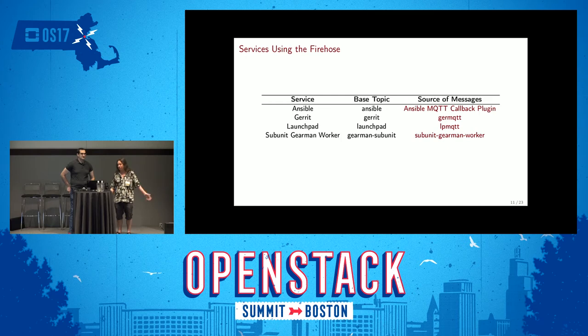It gets all the emails for all bugs on all OpenStack projects and checks its email every few seconds and then turns those messages into MQTT notifications. So you can sniff on bug updates, new bugs, bugs closed, whatever, on the fly as they're happening.